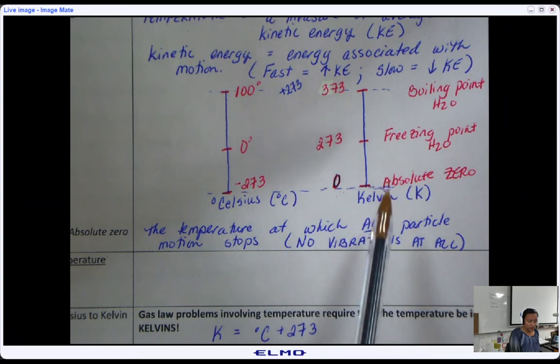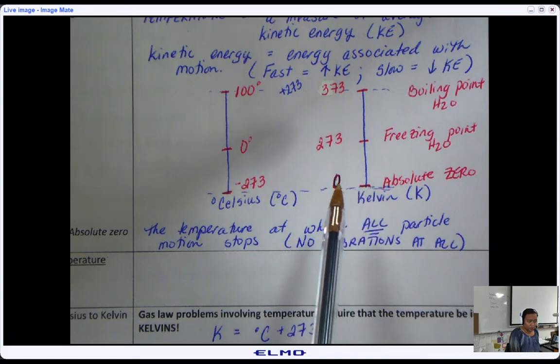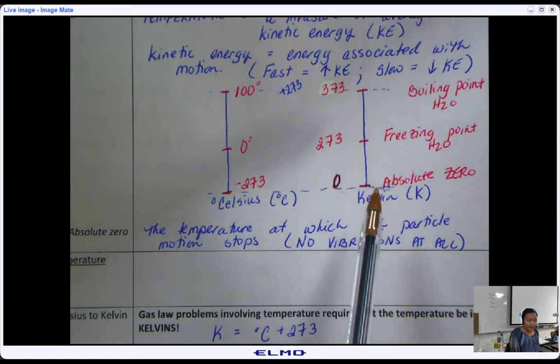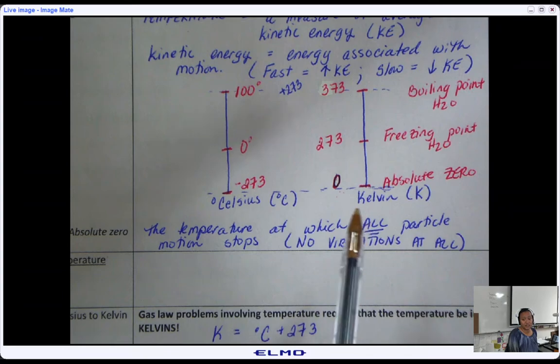On the Kelvin scale, temperature is 0. Can we ever have a negative Kelvin as far as the temperature? Can we go further down here and have a -5, -10 Kelvin? Is that possible? Yes or no? Put it in the chat, please.